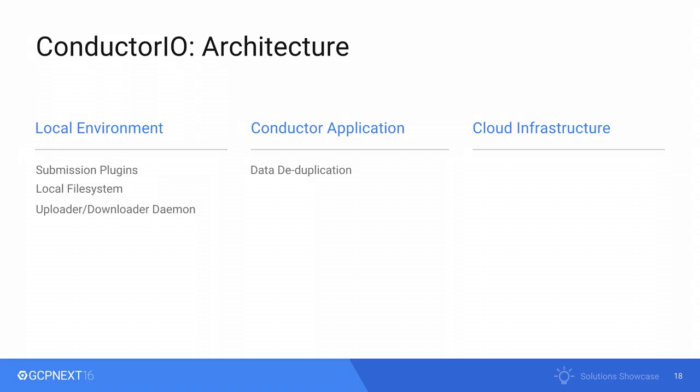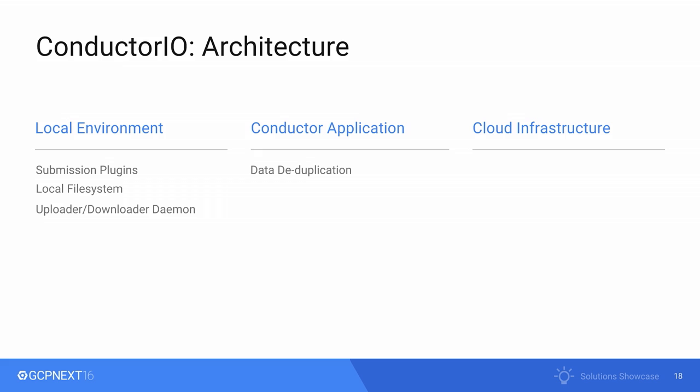The plugin then sends those job parameters to the Conductor application, which serves as the brain of the Conductor service. The application is hosted in Google App Engine, and there initiates a number of key functions. So the app uploads dependent files and data, including files, scripts, and environment variables, via an uploader daemon from the local file system to the cloud, where we also do a deduplication process to make sure that we're using the storage as effectively as possible.